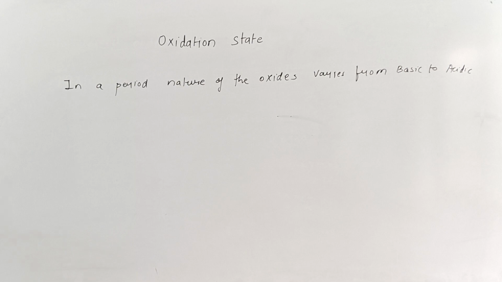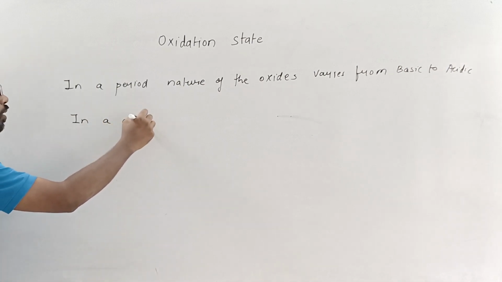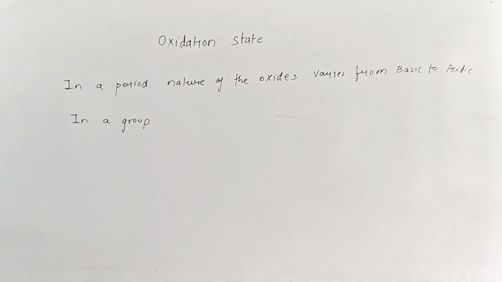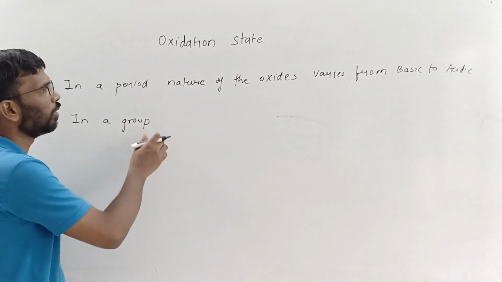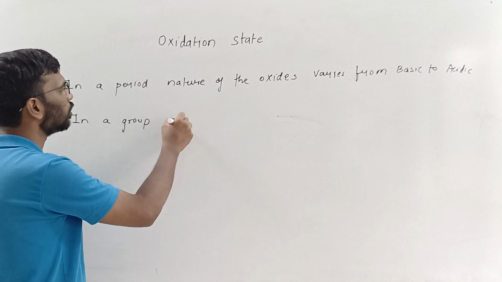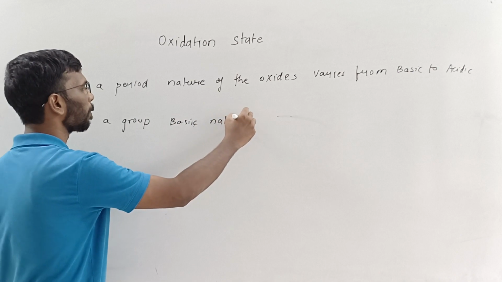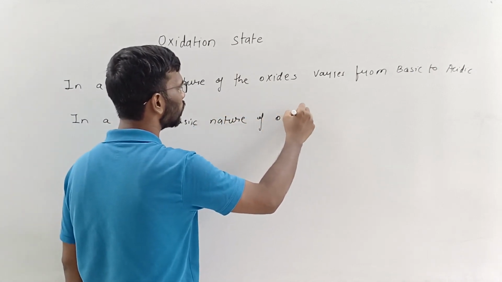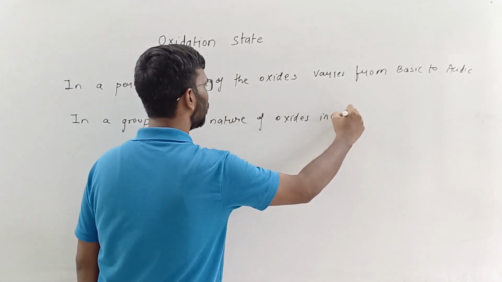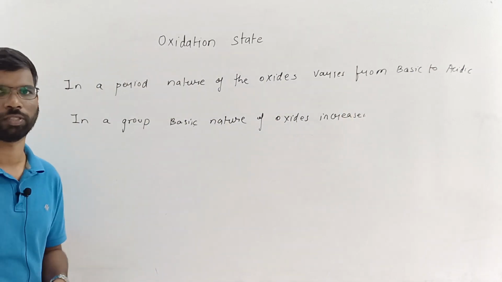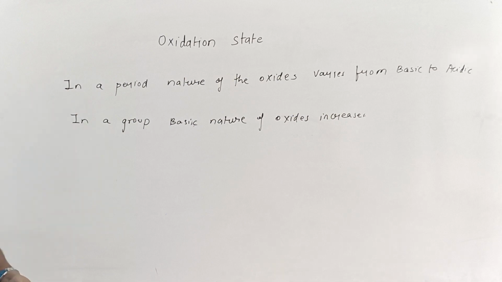So in a group, which means down the group, basic nature of the oxide increases. So as we go down the group, the basic nature of the oxide increases. So that's it for the oxidation states.